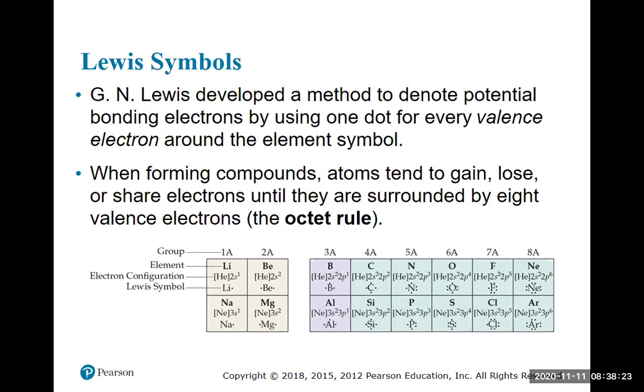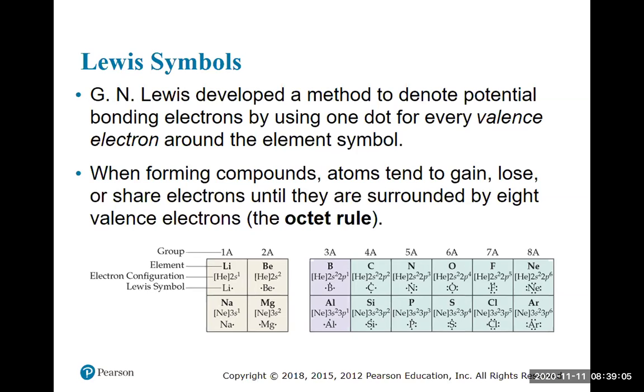Down at the bottom here, we see a portion of the periodic table where we see the groups 1A through 8A listed. And then we have the electron configurations. And then below that, you see the Lewis symbol. By Lewis symbol, it just means for that element, how many dots or valence electrons are around it. What you'll notice is that the group number 1 through 8A tells you how many of these valence electrons are around the element that's in that column.